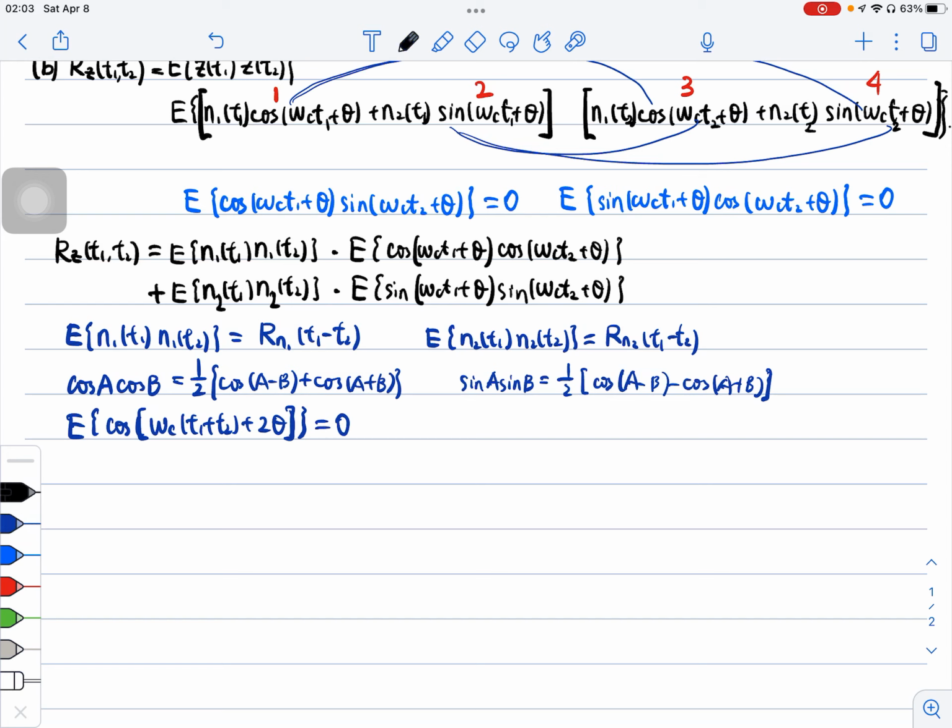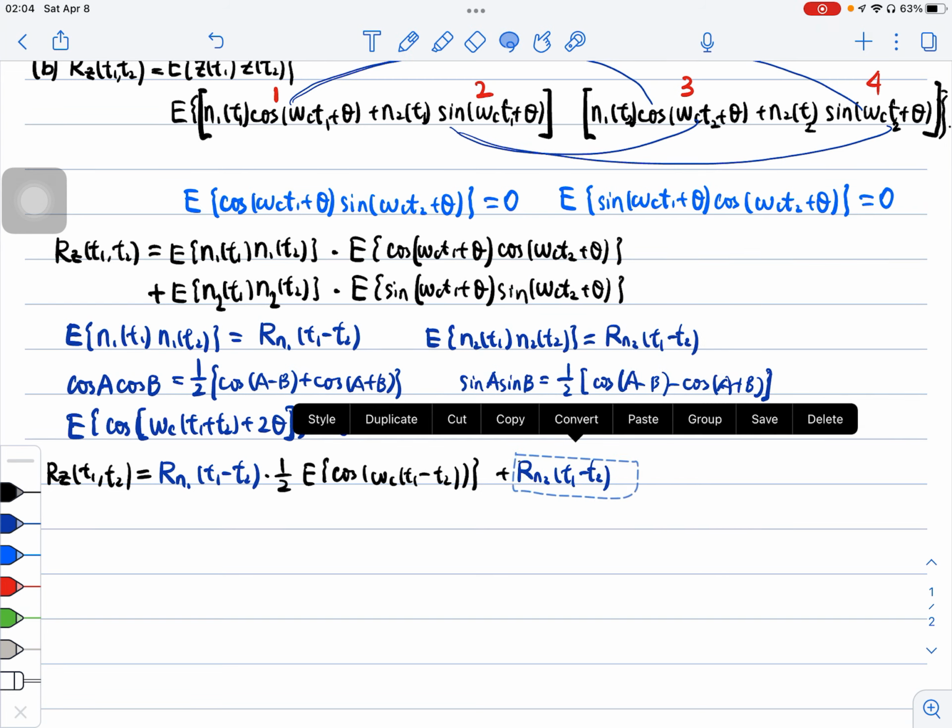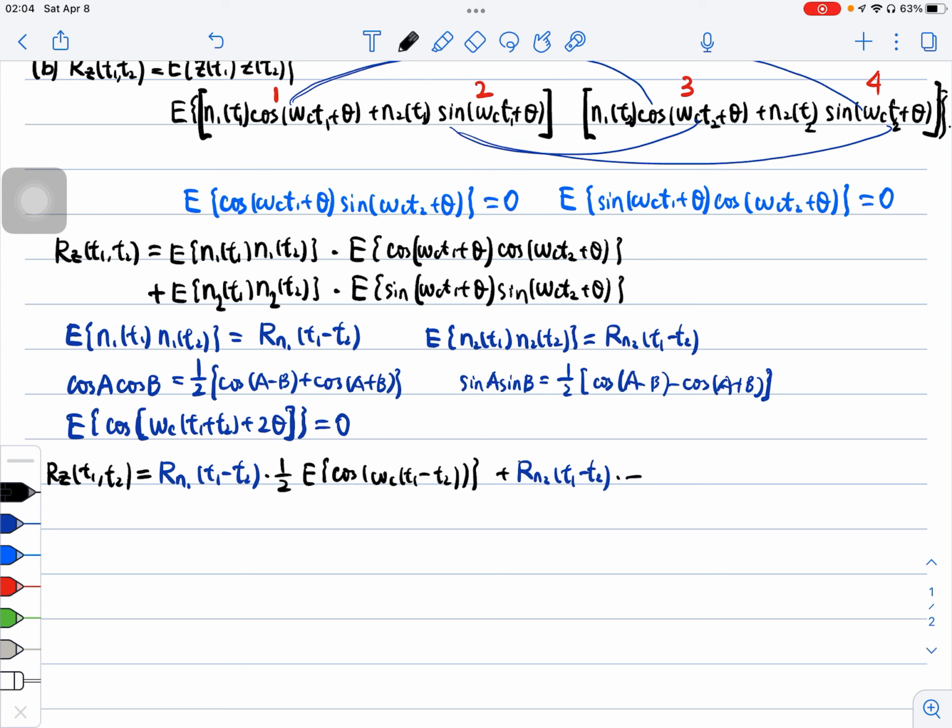So we go back to Rz(t1, t2). It is just Rn1(t1 minus t2) times half of the expectation of cosine(omega_c (t1 minus t2)) plus Rn2(t1 minus t2) times half of the expectation of cosine.